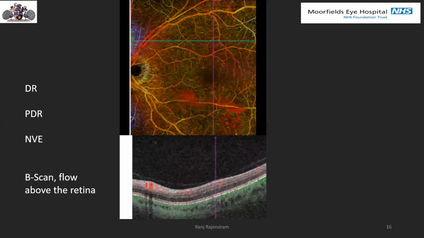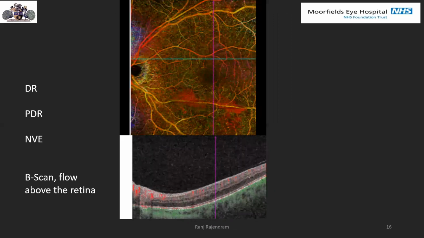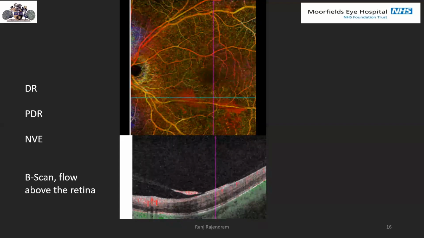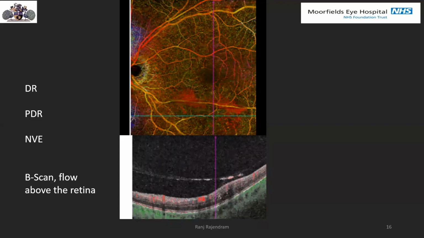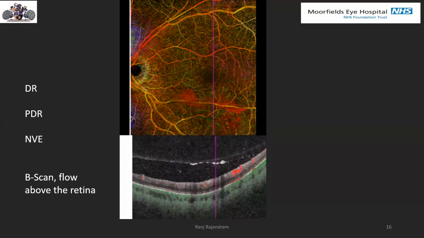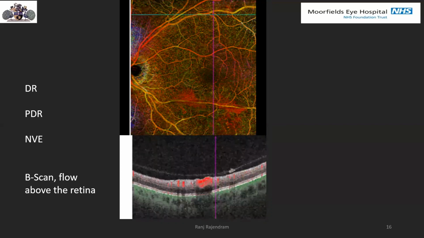Again, some new vessels we can see on the depth encoded image. As we scroll through it, we can see a neovascular membrane just above the retina with some flow in it. So again, very important to document this. We can do this really accurately without going to fluorescein angiography.